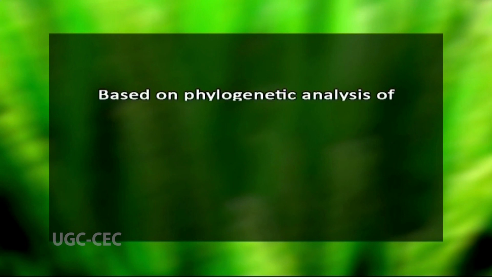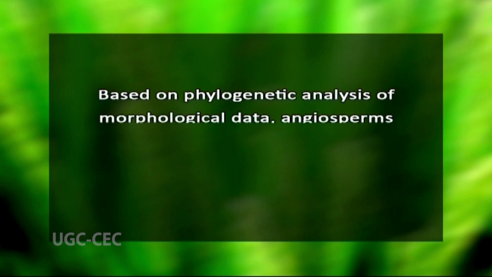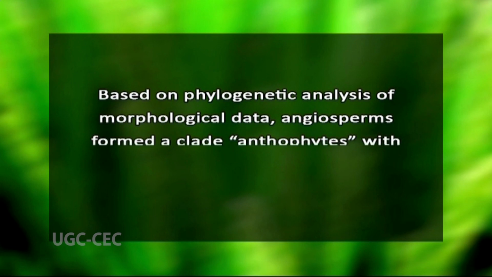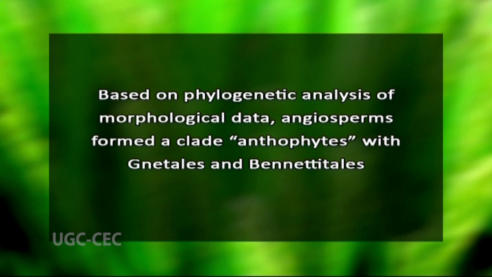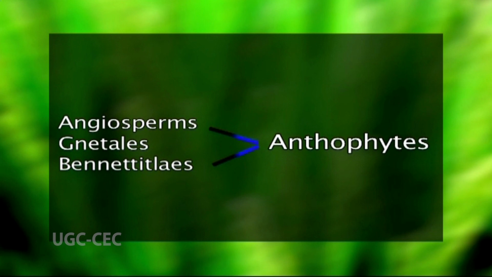Based on the phylogenetic analysis of morphological data, it was concluded that Angiosperms formed a clade, a monophyletic group, with Gnetales on one side and Bennettitales on the other side. This group, both Angiosperms and Gnetales and Bennettitales together, was referred to as anthophytes. This name anthophyte was in relation to the flower-like reproductive structures.